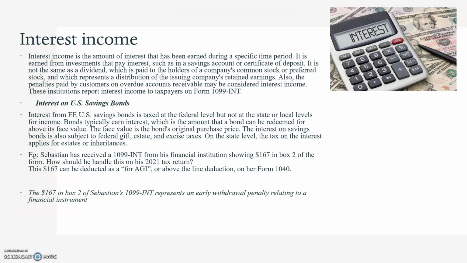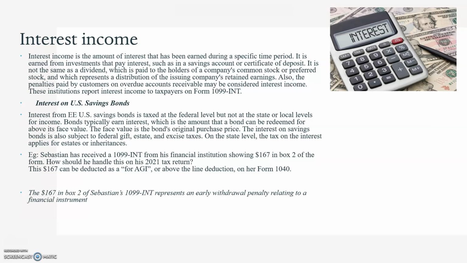These institutions report interest income to taxpayers on Form 1099-INT. Interest on savings bonds is taxed at the federal level but not at the state or local levels for income. Bonds typically earn interest, which is the amount that a bond can be redeemed for above its face value. The face value is the bond's original purchase price. The interest on savings bonds is also subject to federal gift, estate, and excise taxes. On the state level, the tax on the interest applies for estate or inheritances.